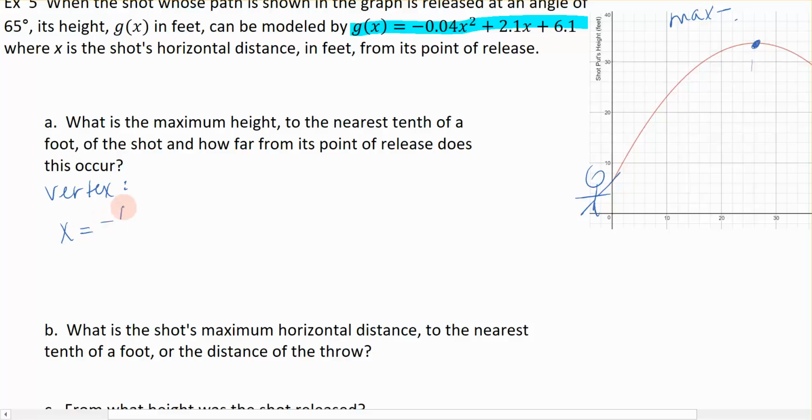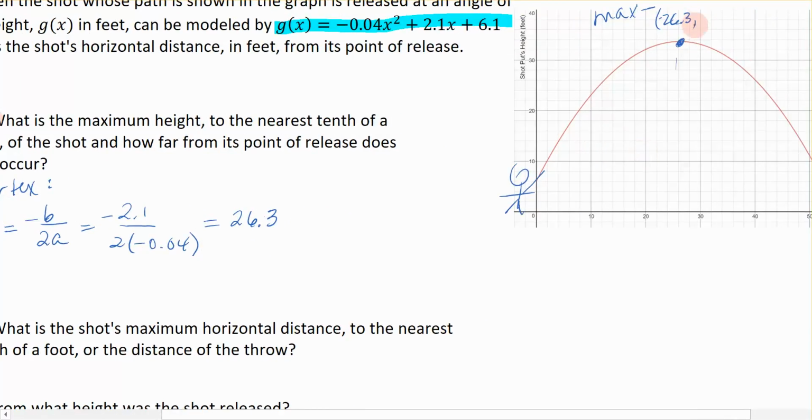x is equal to negative b over 2a. They gave me the function representing this path, so pulling out a's, b's, and c's, whatever we need from this, we can find that negative b, which is 2.1, divided by 2 times a, which is negative 0.04. When we plug that into our calculator to the nearest tenth, we find that the x-coordinate would be 26.3. So the x-coordinate would be 26.3 for this spot.